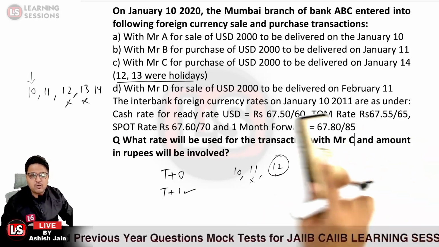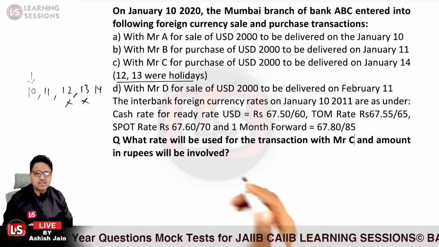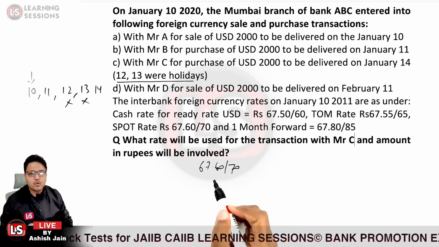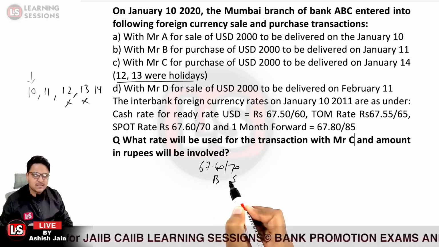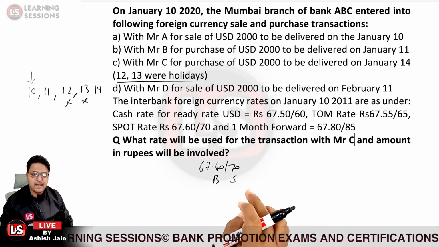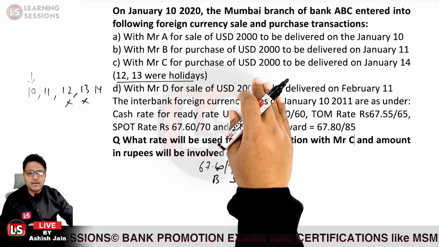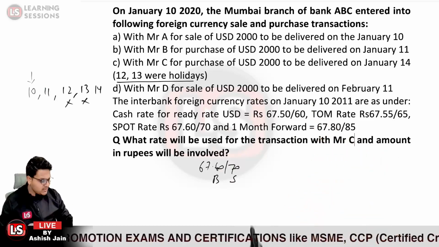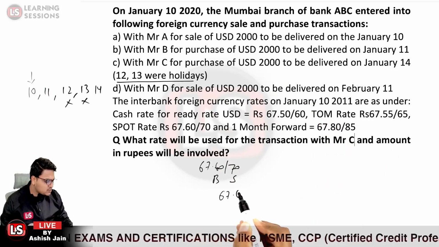And what is the spot rate given to us in the question itself? It is given to be 67.60/70. Okay, so this is a buying rate and this is a selling rate. Are you getting this particular point? The transaction we are considering is related to purchase of USD. So at the buy rate, the bank will be purchasing the USDs, so the 67.60 rate is to be considered.